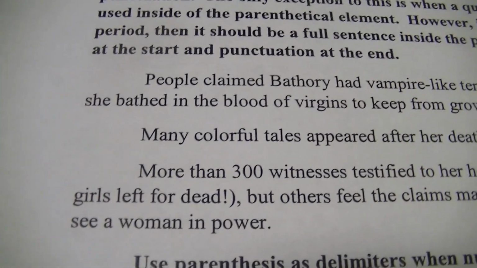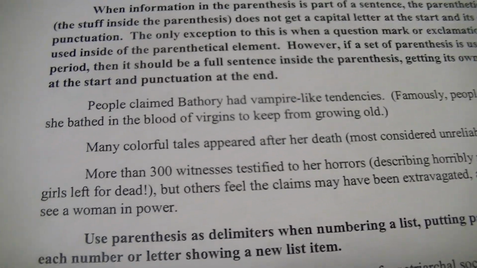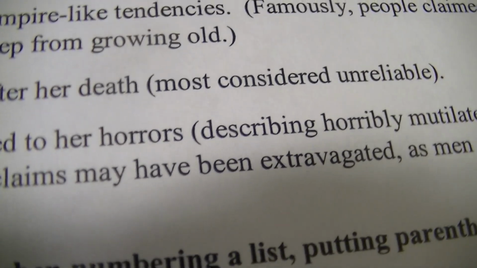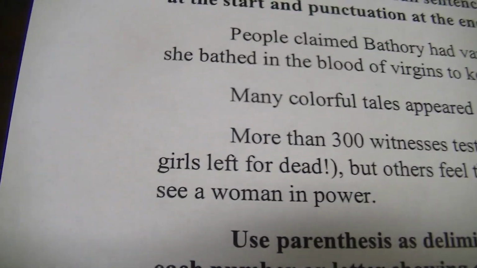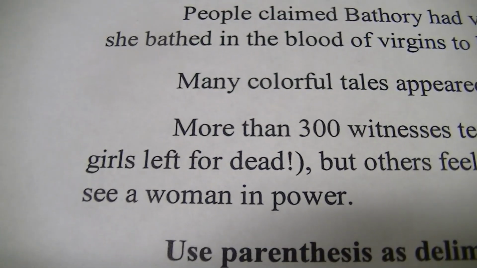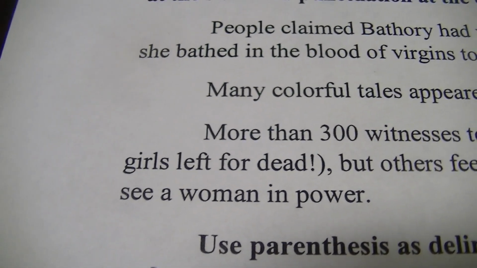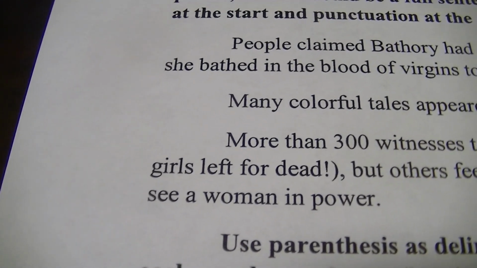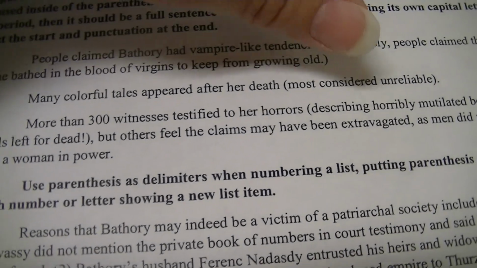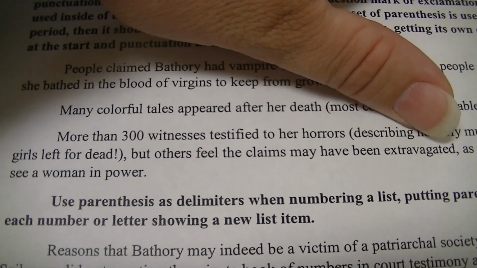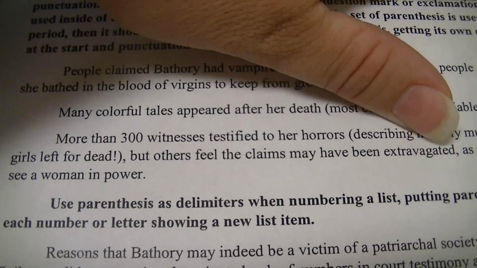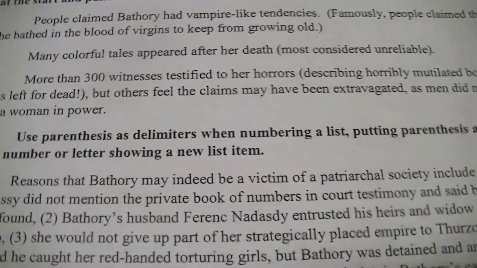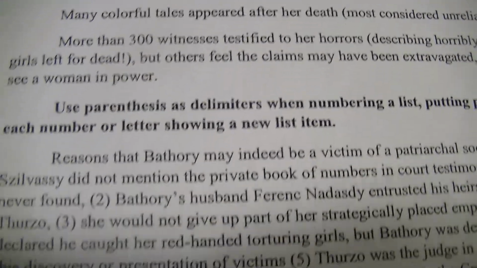So in the middle of this sentence, we do have the parenthesis. And notice, because it's in the middle, it does not get a capital letter. But at the end, it is having an exclamation point in there just for emphasis purposes, okay? But notice that parenthesis goes... we still have a comma outside of that, because if we were to cover that up and say more than 300 witnesses testified to her horrors, comma, but. So that's why that parenthesis is outside of that, okay?